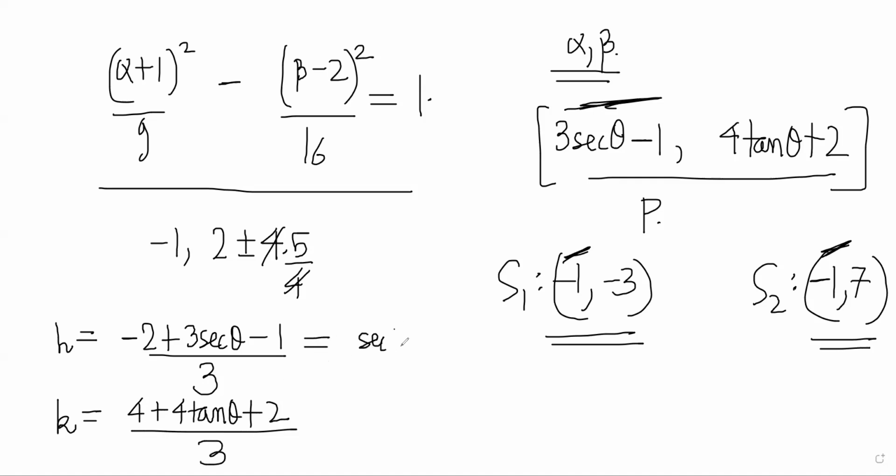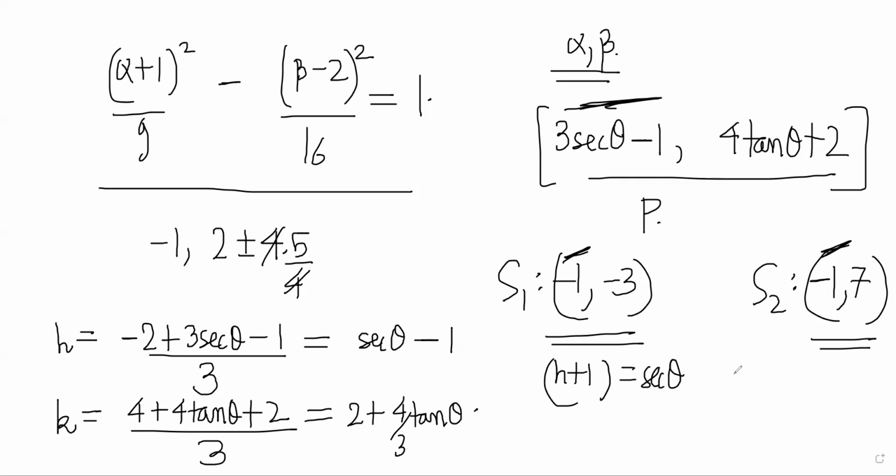We have sec theta minus 1 is H. And here we have 6 plus 4 tan theta. So 2 plus 4 by 3 tan theta is K, right? And now in order to find the locus, you have to do H plus 1 is sec theta, eliminate theta. And K minus 2, so 3 by 4 into K minus 2 is tan theta, right? And use the fact that sec square minus tan square is equal to 1.